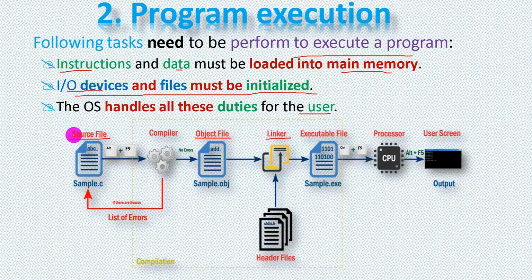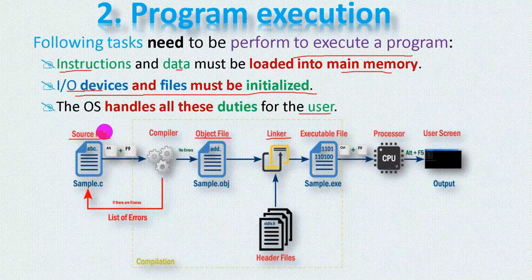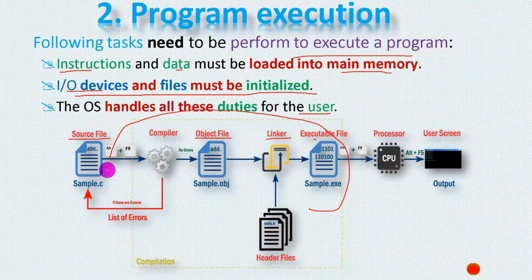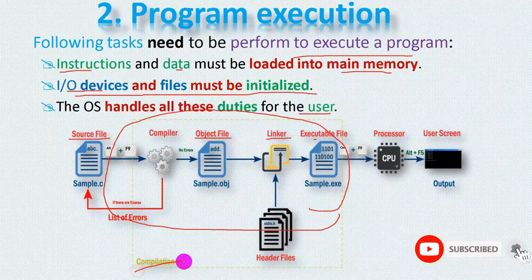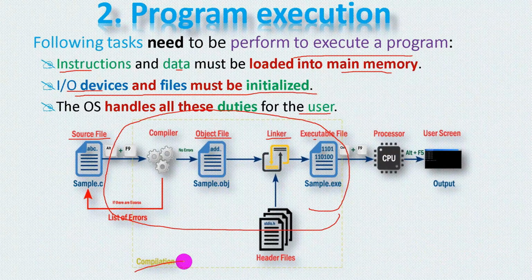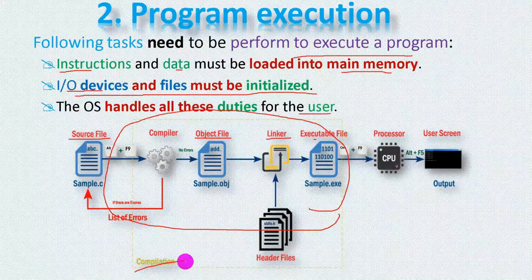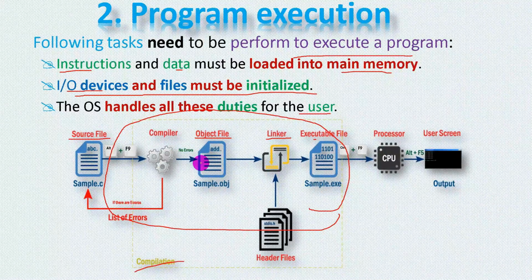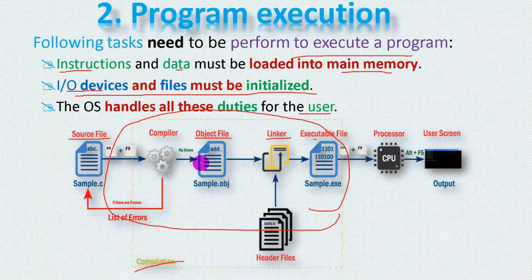The process of converting this source file to an executable file, all this process, we call compilation. This compilation means transforming a high-level language to an executable machine language, or low-level language. The software that converts this source file to an object file, we call a compiler. This is the common second service of the operating system, which is program execution.